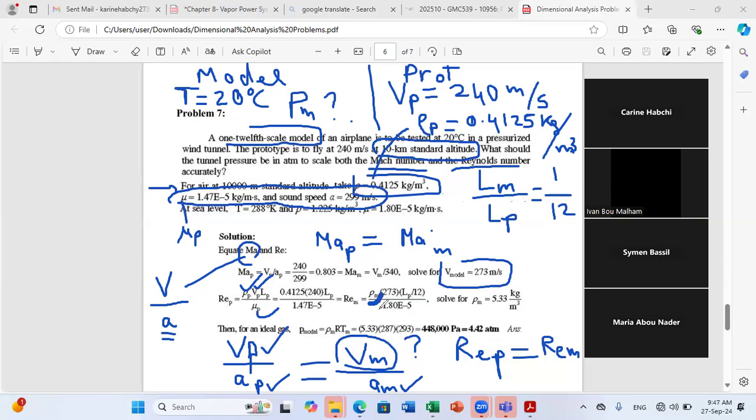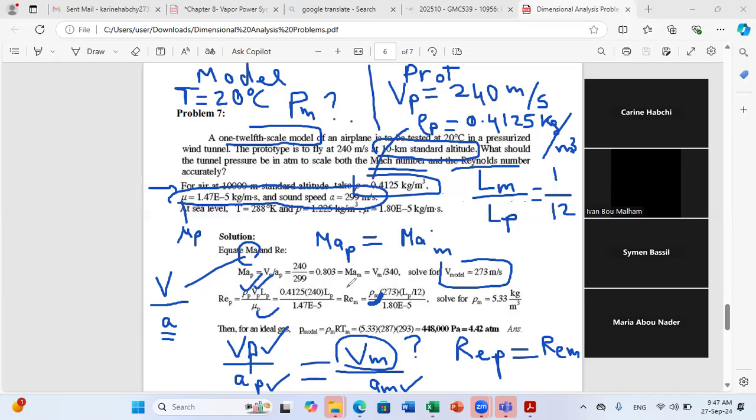Rho of the model is unknown because we need to get the pressure in the model, and the pressure is related to density. Since you know that for an ideal gas, you can relate the pressure to density by P equals rho RT. So in case you get rho model from this equation, you can deduce the pressure in the model by doing rho model times R, the gas constant, times Tm, which is the temperature in the model.